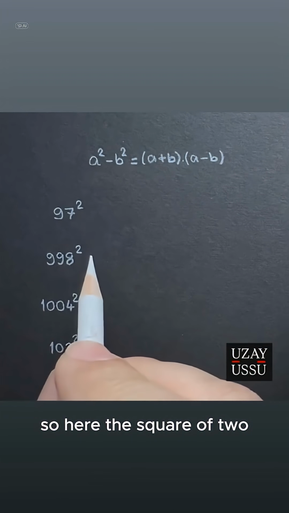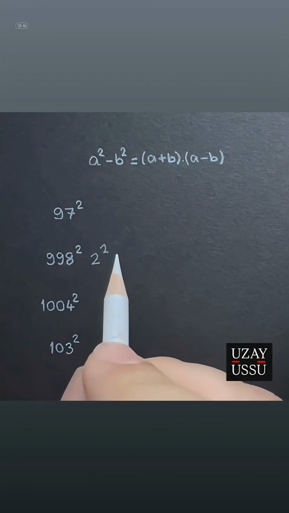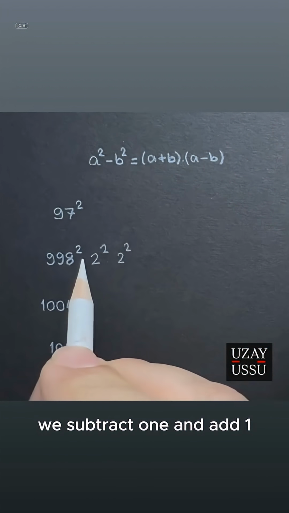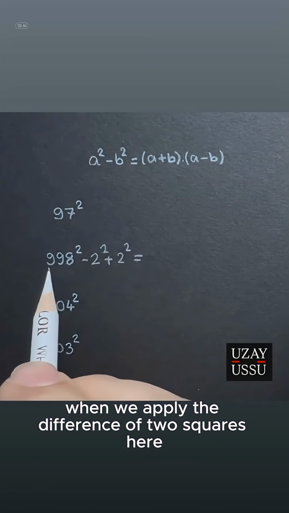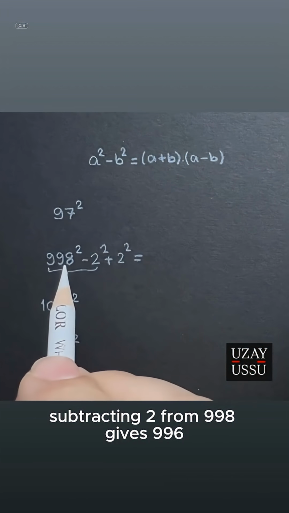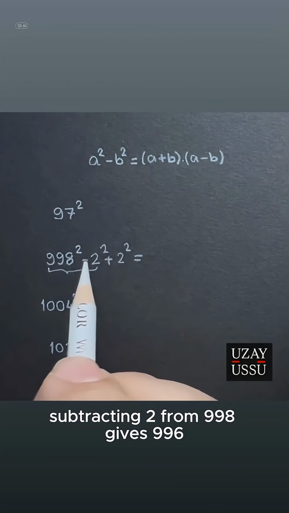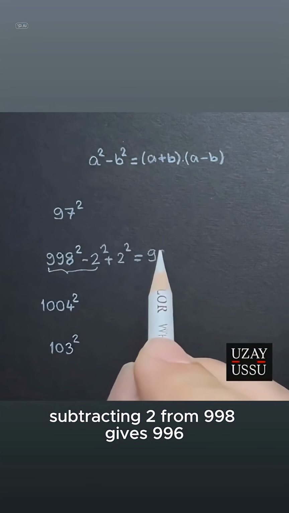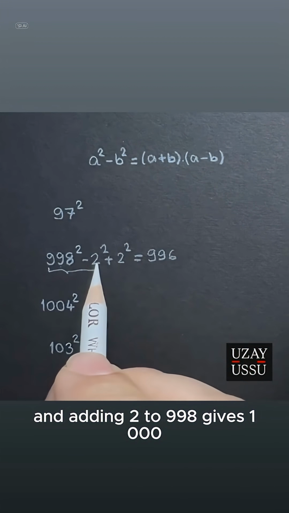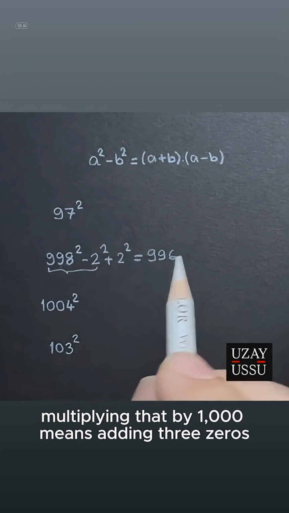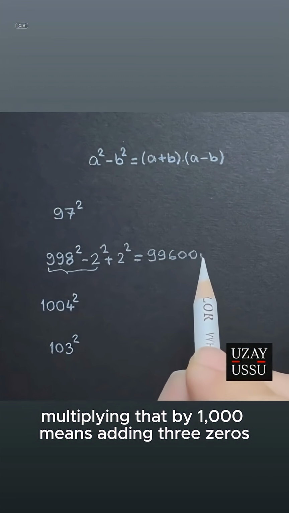2. So here, the square of 2, we subtract 1 and add 1. Now it's very easy. When we apply the difference of two squares here, subtracting 2 from 998 gives 996, and adding 2 to 998 gives 1000. Multiplying that by 1000 means adding 3 zeros.